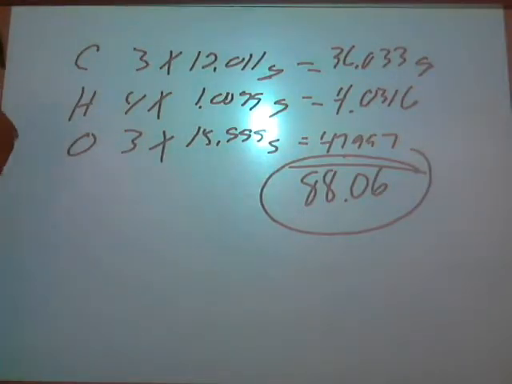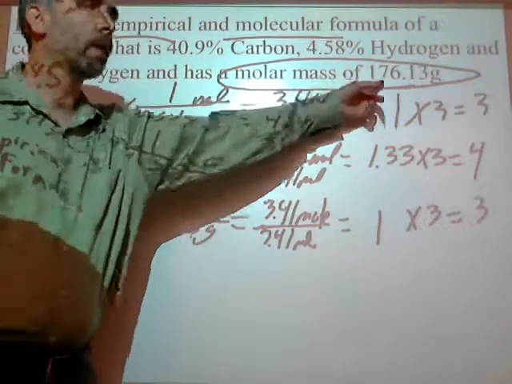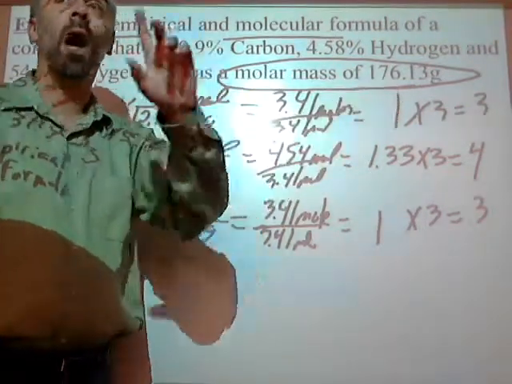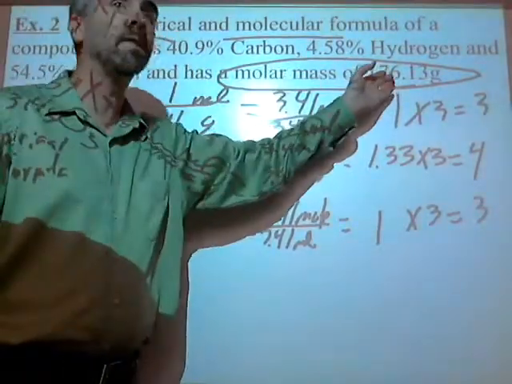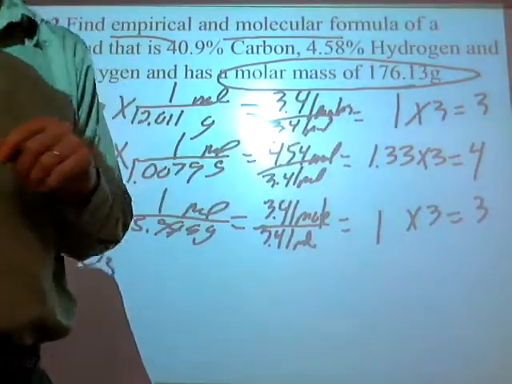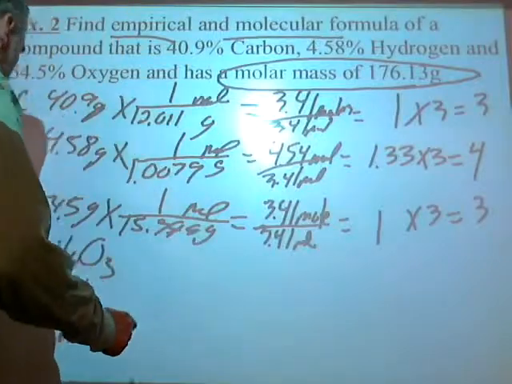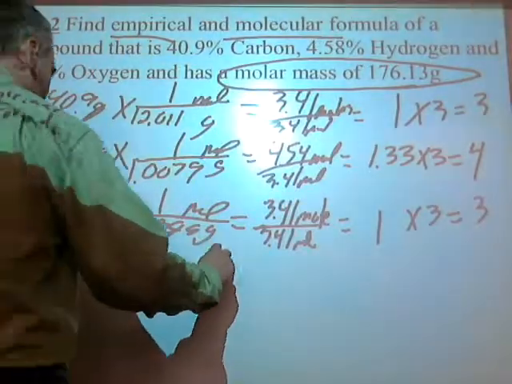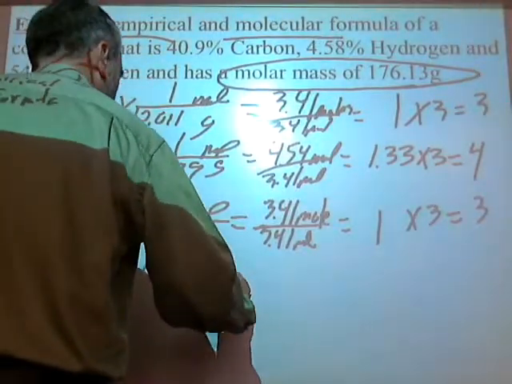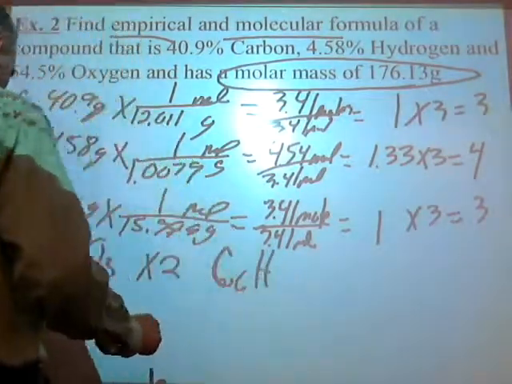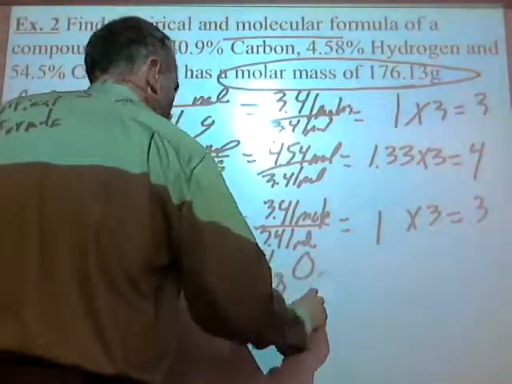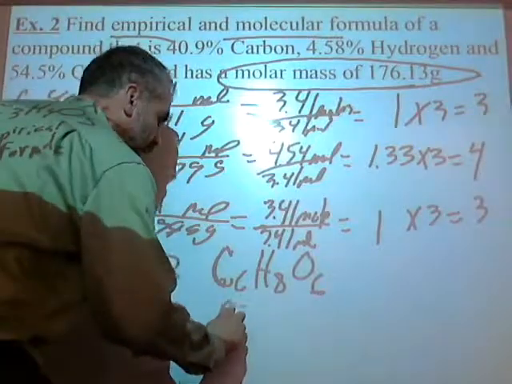To find out how it's related to that number. Well, no, I'm going to actually divide it. I'm going to divide the 88 into that and see how many times he goes. If he goes in, how many times will he go, by the way? 2 times. So my final answer is, I got to multiply everybody by 2. My final answer is C6H8O6. That is the molecular formula.